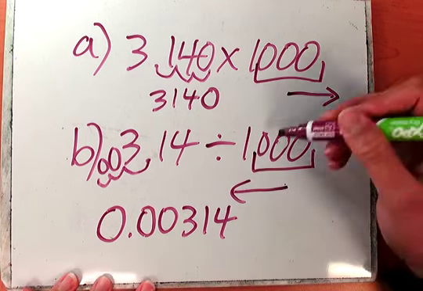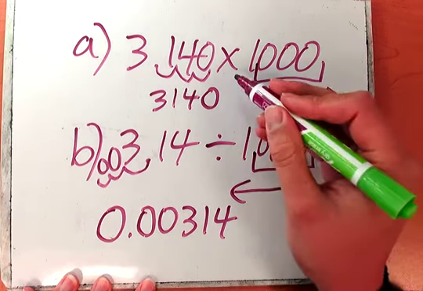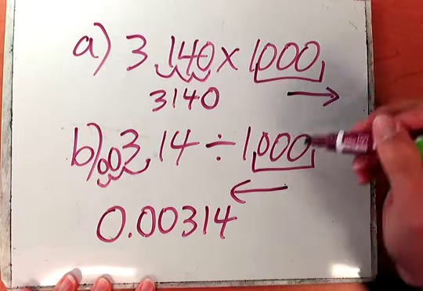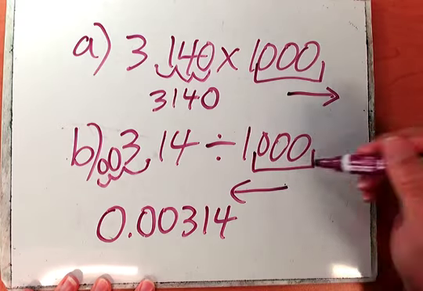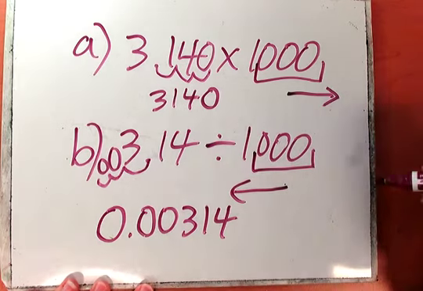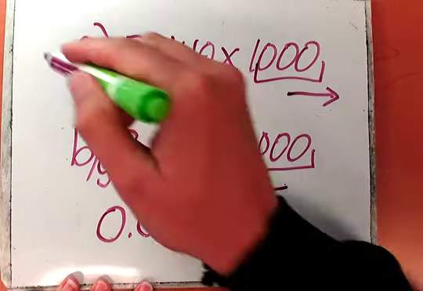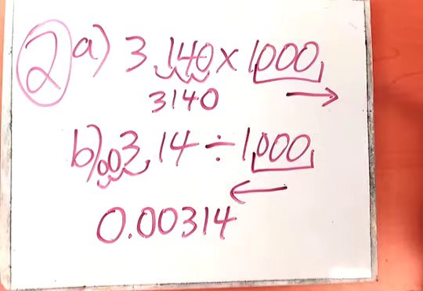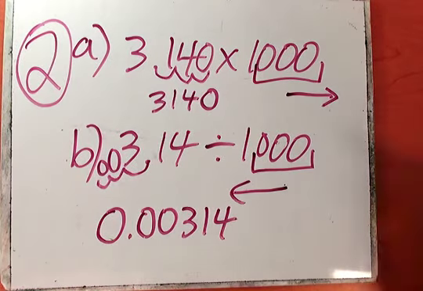So 1,000, if it was 10, you just move it once. If it was 100, you move it twice. If it's 1,000, you move it 3 times, etc., etc. So I could give you a billion, and you'd be able to figure this out by moving the decimal point. So that is the answer to question 2, and I hope that's obvious there.